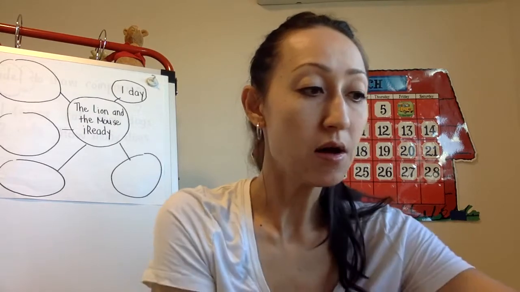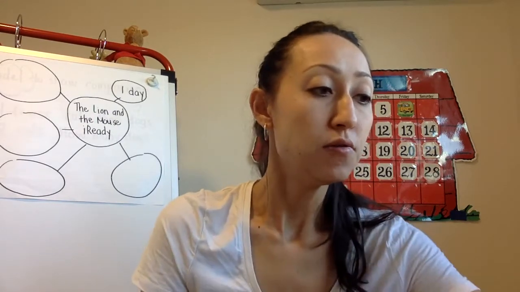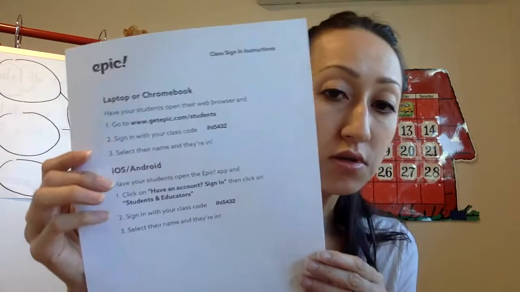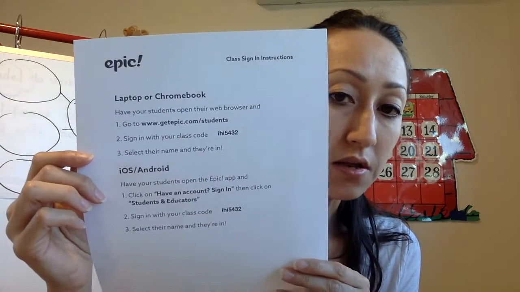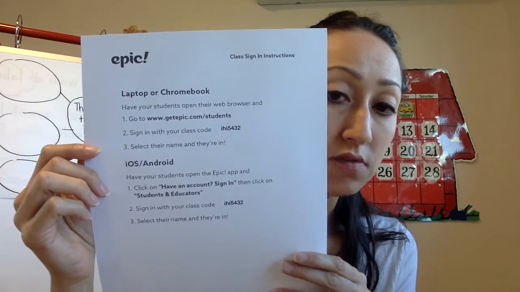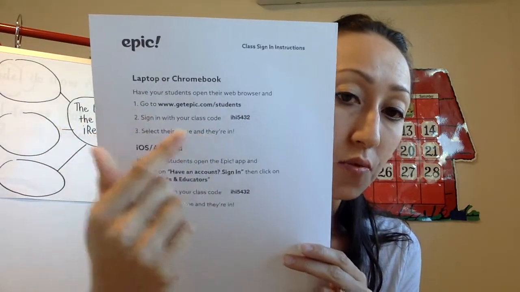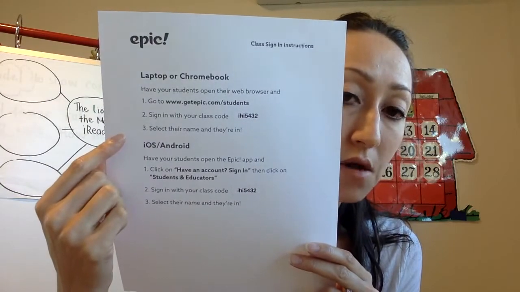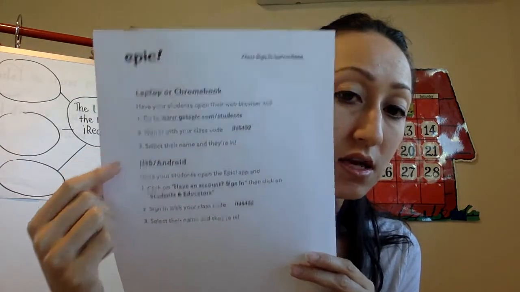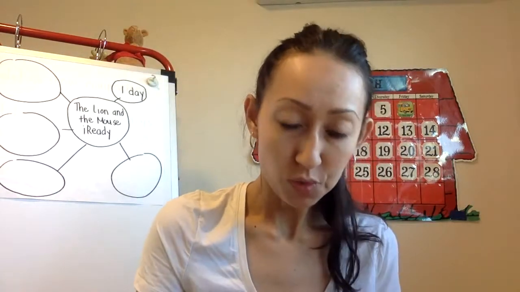For today's reading lesson, you first would have needed to complete your assignment on Epic. If you didn't yet download Epic to your device, you need to do that first using this class code. Then you need to read the story, The Lion and the Mouse, which I assigned yesterday, and take the quiz. Once you have that done, then you can do today's lesson.